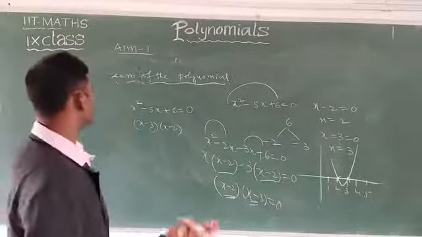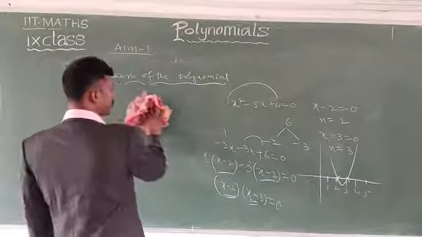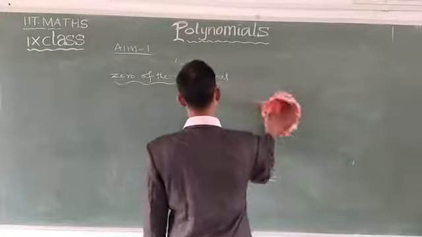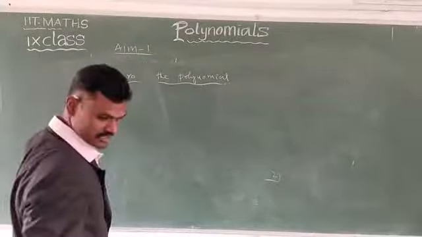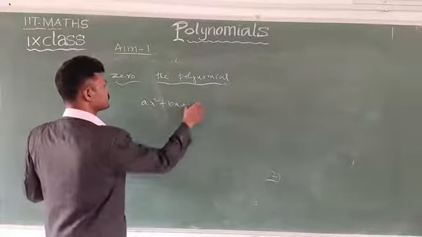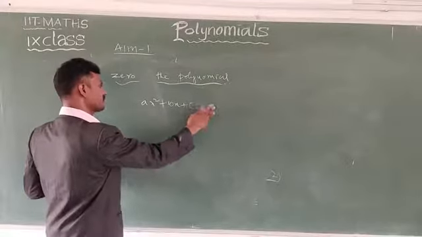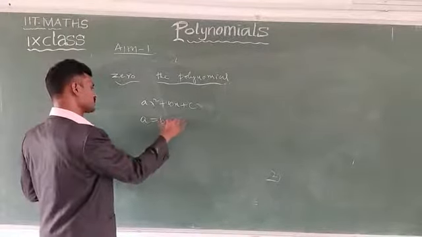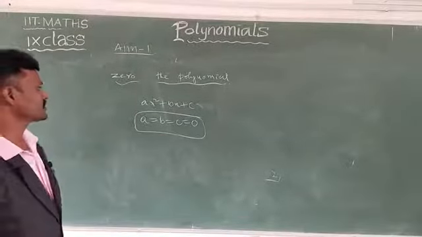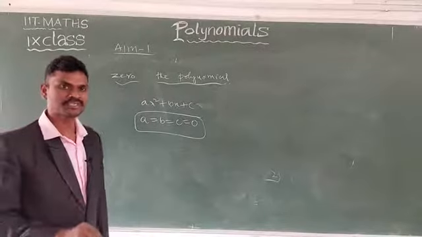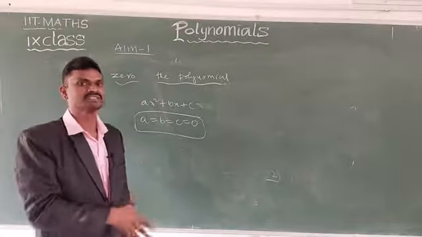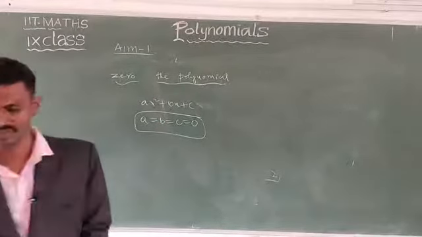Okay, now what is zero polynomial? A polynomial whose constants are all equal to 0 is called the zero polynomial. Zero polynomial means, see here, ax square plus bx plus c. Okay, this is a polynomial. Here a is equal to b is equal to c is equal to 0, then this is called the zero polynomial. A polynomial whose coefficients or constants are all equal to 0 is called the zero polynomial. Okay, this is aim 1, concept completed. Now we have to discuss some problems.